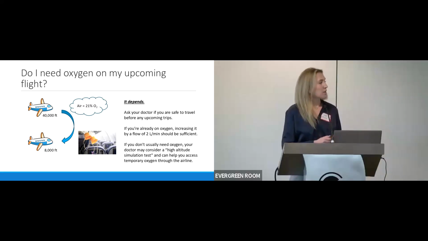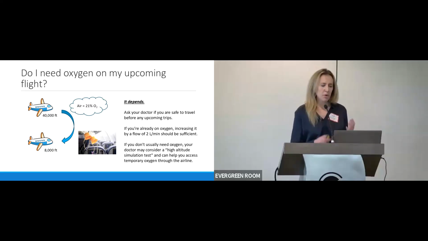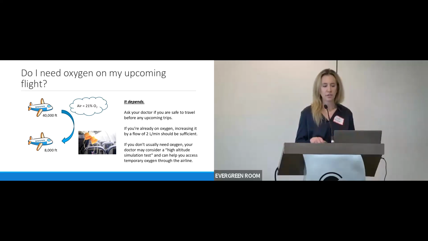But for most people with lung disease, it really depends on the severity of your lung disease. When you're moving about the cabin, your oxygen levels may drop even further, similar to what we saw at the beginning. When you exercise, that blood moves faster through. So you may be okay at rest, but you may actually need it if you're moving about the cabin. But definitely ask your doctor about your specific case and if you're safe to travel. If you're already on oxygen, a flow of 2 liters per minute additional to what you're taking should be enough.